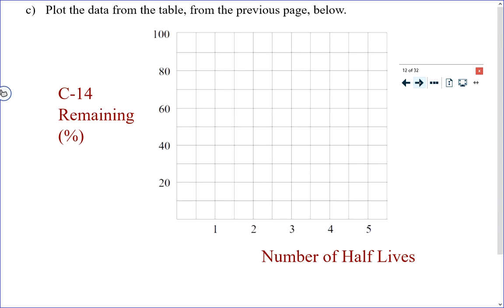In order for us to visually take a look at what this means, we're going to look at a graph showing the percent of carbon-14 remaining as a function of the number of half-lives. We start off with 100%, and after one half-life, you're at 50%, and then you're at 25, 12.5, 6.25, and then 3.125. And the curve looks like that. This is what we call an exponential curve.